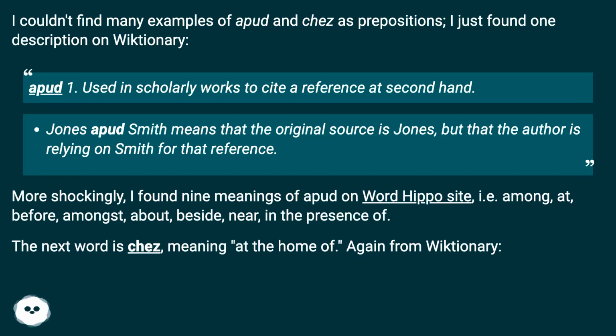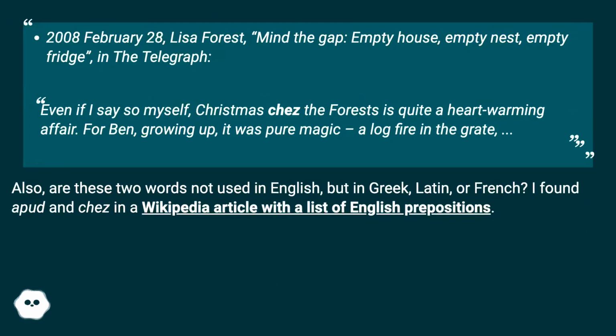The next word is chez, meaning at the home of, again from Wiktionary. 2008 February 28, Lisa Forrest, Mind the Gap, Empty House, Empty Nest, Empty Fridge, in the Telegraph. Even if I say so myself, Christmas Chez the Forest is quite a heartwarming affair. For Ben, growing up, it was pure magic, a log fire in the grate.